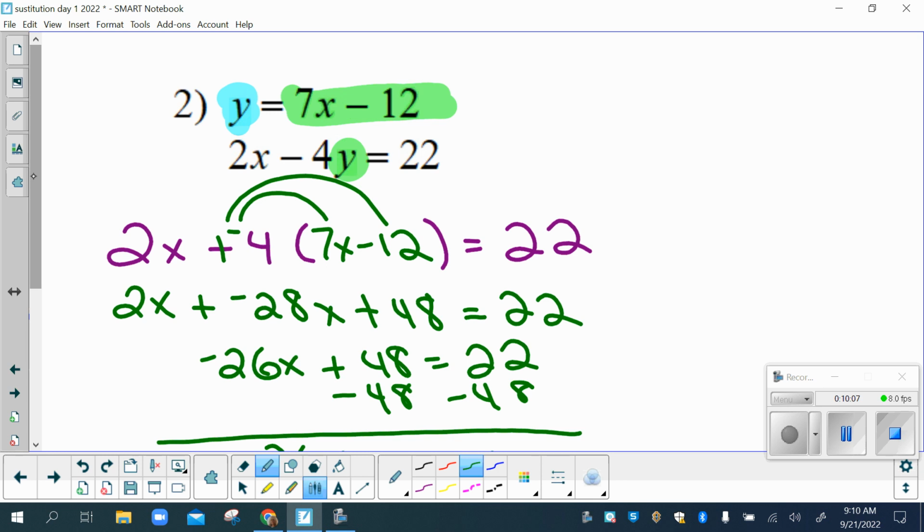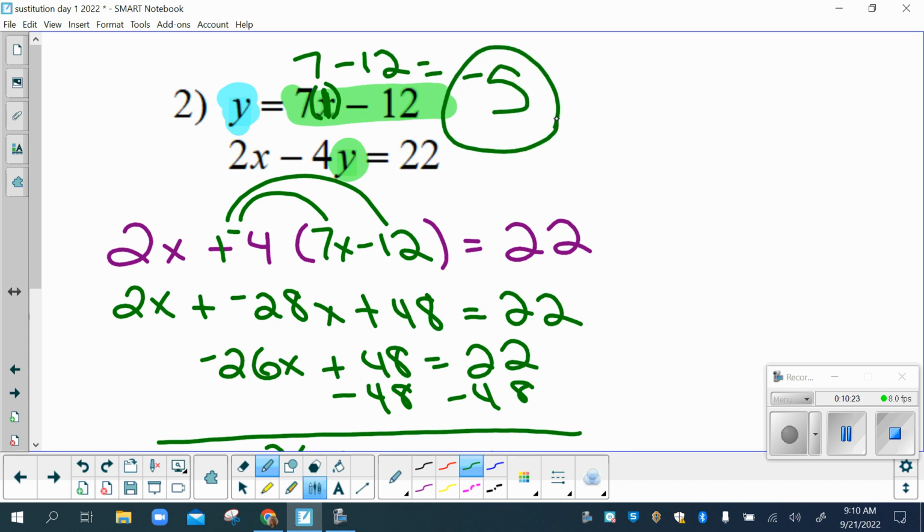You could plug it into either equation, but guess what? The one where the y is alone, that's so much easier. Just take that 1 and plug it in right there. 1 times 7 is 7. Take away 12, -5. Super easy to plug in. That's why we like substitution. So plugging in is easy.